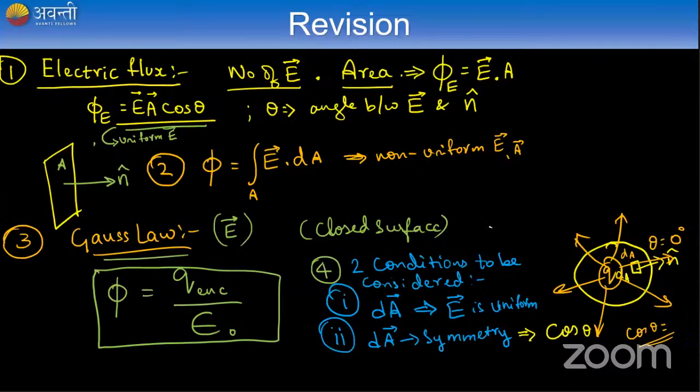Why did I require cos theta? See, that's my phi flux, E dot A, EA cos theta. So to eliminate cos theta, I am taking this dA as symmetry. Okay, so this is much of the basics which we had learned in our previous class. So hope everyone knows this. So please remember this Gauss's law, very basic definition.